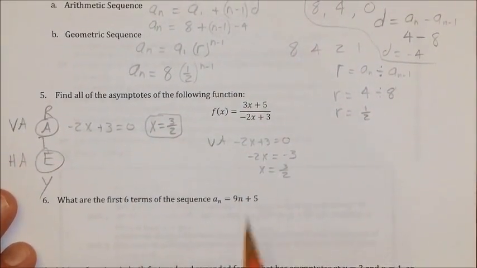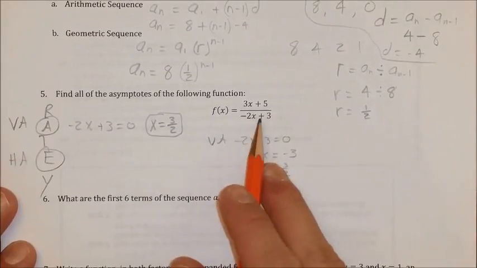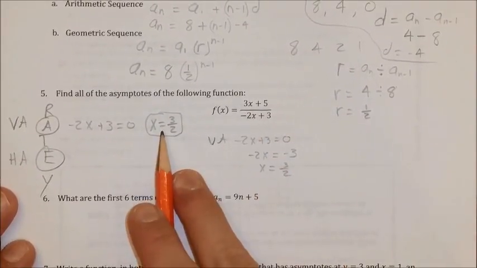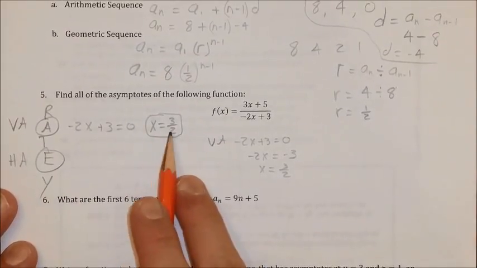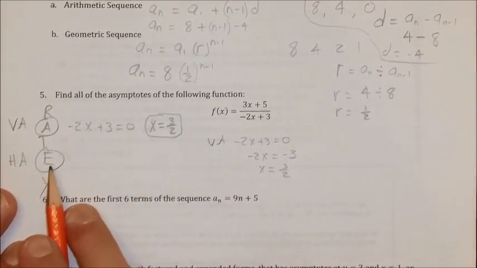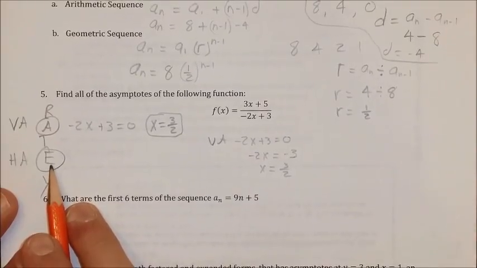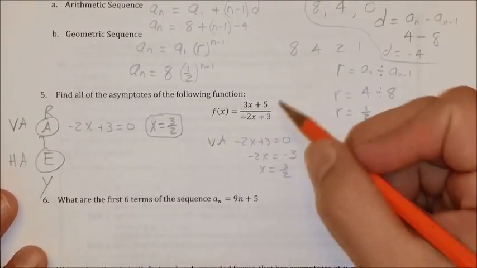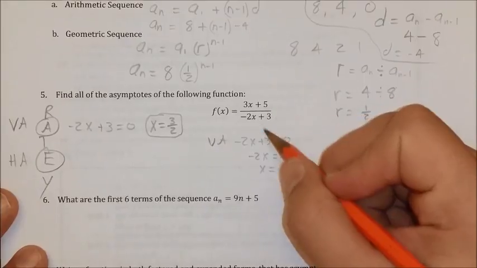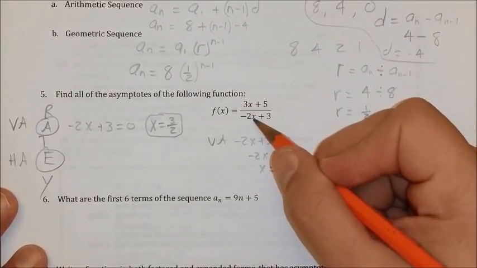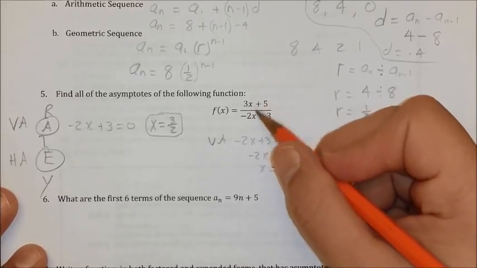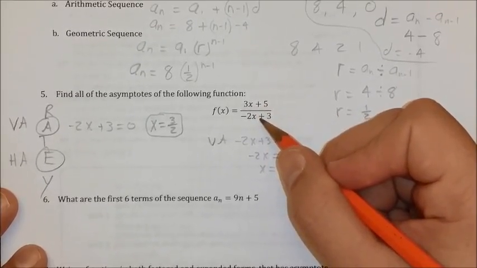All right, so that's the only factor down there, so I don't need to set anything else equal to 0. Find any other vertical asymptotes. For the horizontal asymptote, I need to check and see if the ratio is top heavy, bottom heavy, or balanced. I see that I have an x to the first power in both the numerator and denominator. So that means that it is balanced.